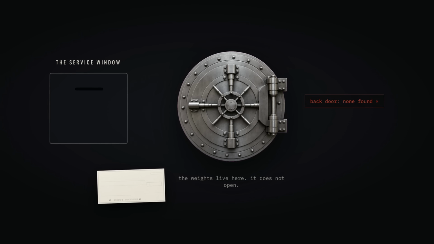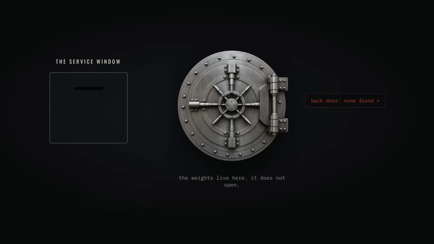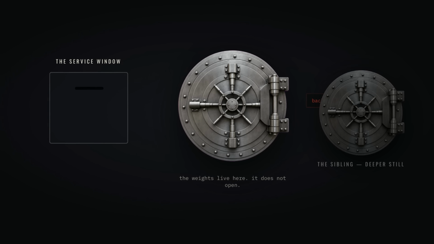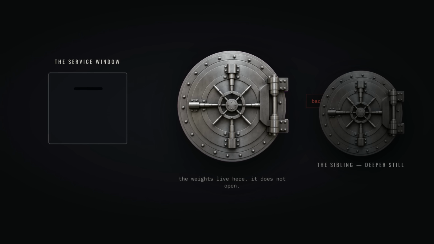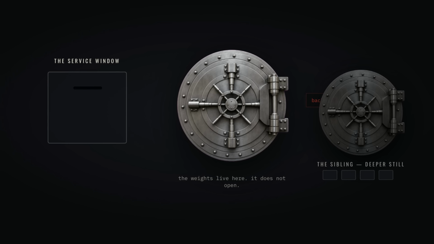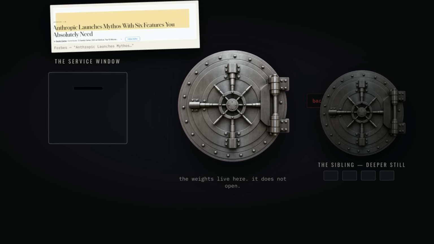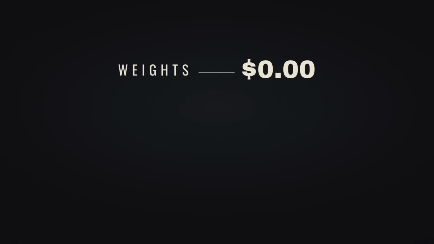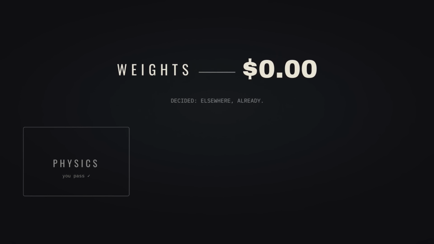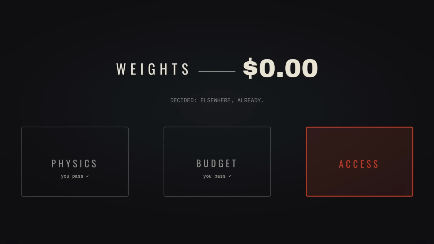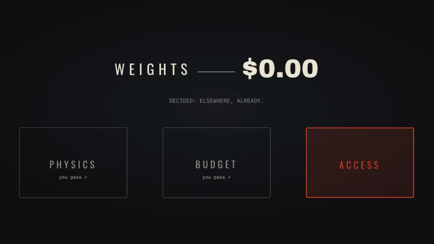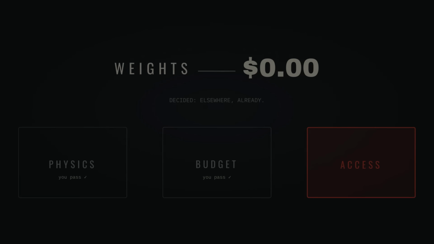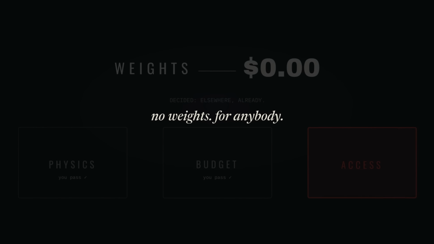And if you think a blank check solves everything, the even more capable sibling model is completely withheld from public release and shared only with a small set of approved partners, even as the Forbes headline announces, Anthropic launches Mythos. The most expensive item on your requisition form costs absolutely nothing, because it represents a business decision somebody else already made. You didn't hit a physics constraint or a budget limit, you hit an access wall. And the whole fantasy of how to run it locally dies right here, because there are no weights for anybody.